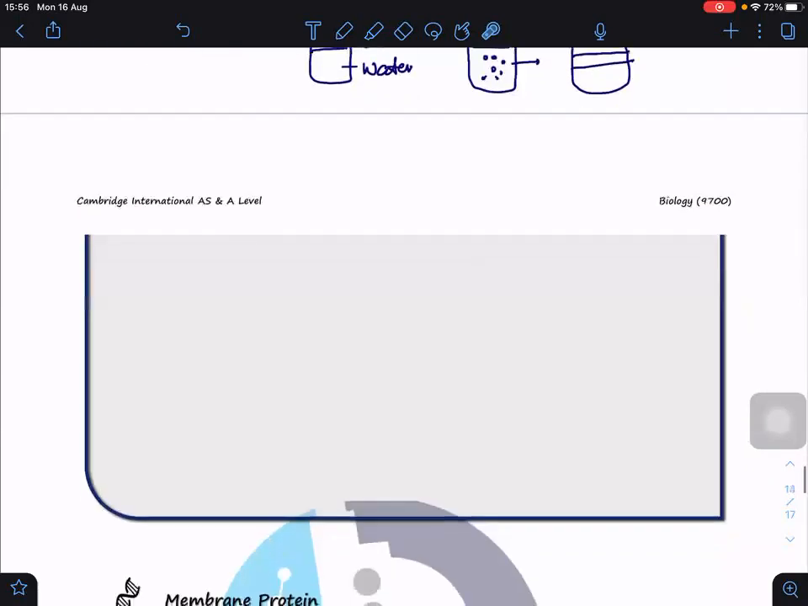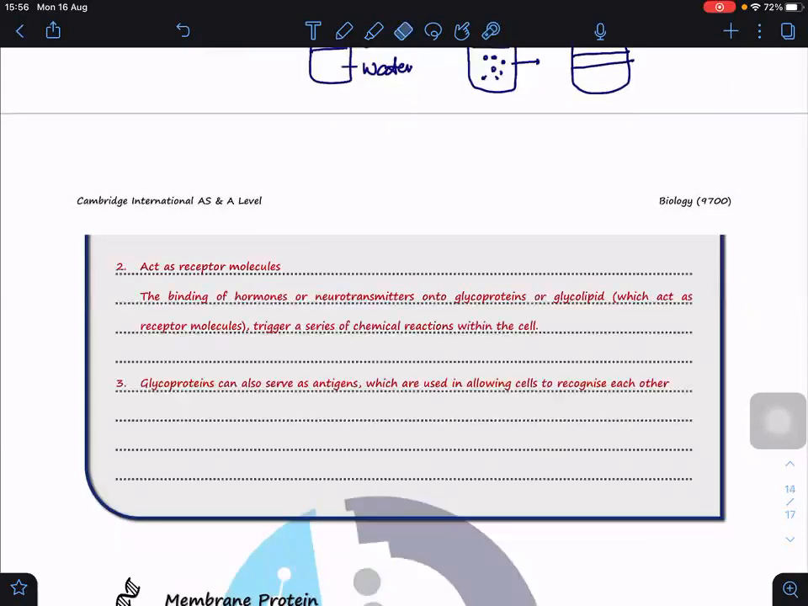Okay. What else? Both of them act as receptor molecules. The binding of hormones and neurotransmitters onto the glycoproteins and glycolipids, which act as receptors, will trigger a series of chemical reactions within the cells. Again, we're going to learn this in cell signaling, but not so soon.